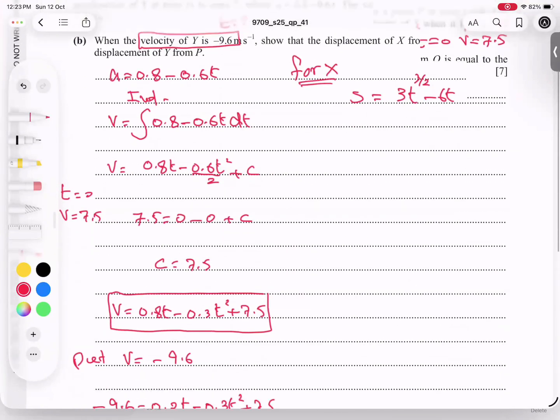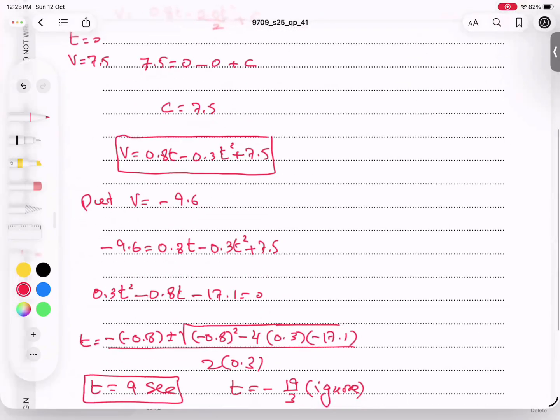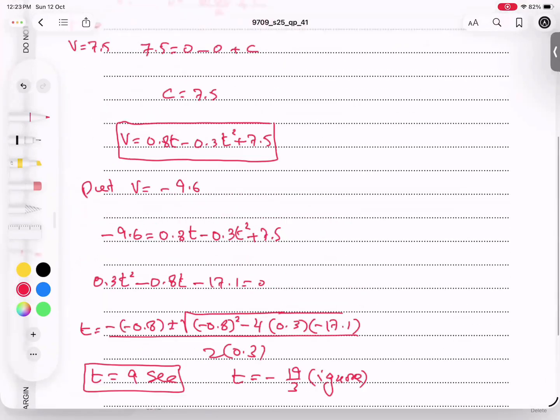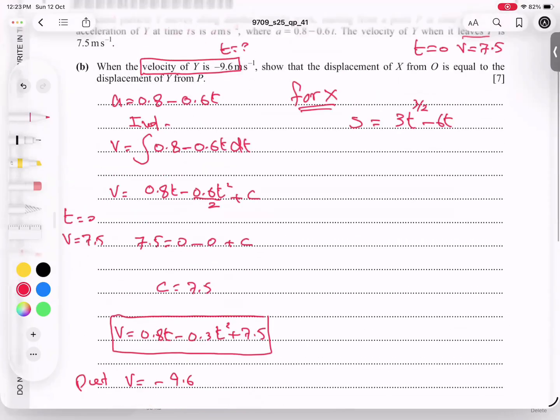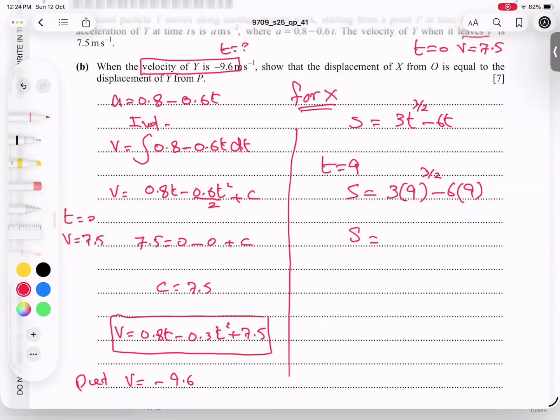So I'm plugging in that same time. What's the time? 9 seconds. I'm going to plug in now here. So when I plug in 9, t is equal to 9. Displacement for x is what? 3 times 9 squared, and 9 to power 3 divided by 2, which is 6, into 9. We get 27. So we got the displacement for x.